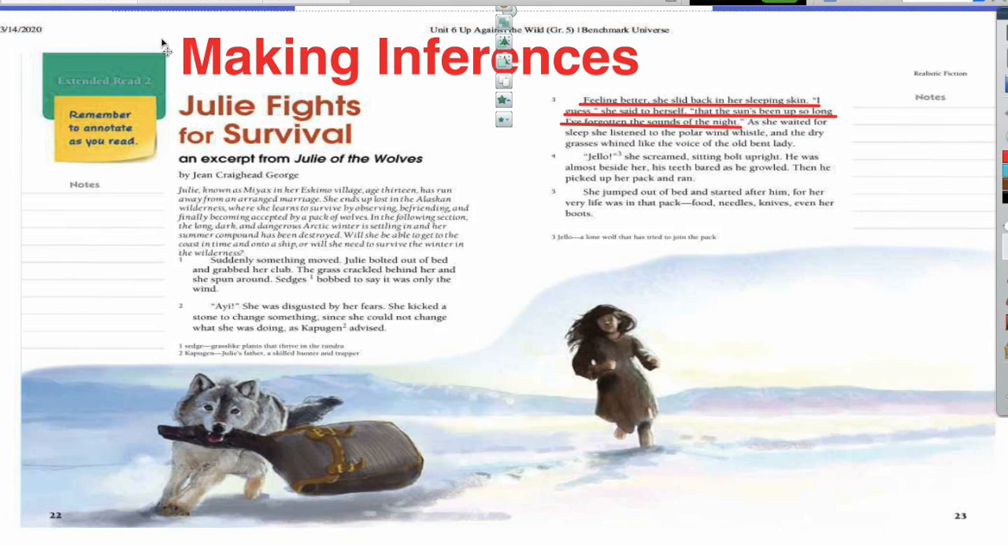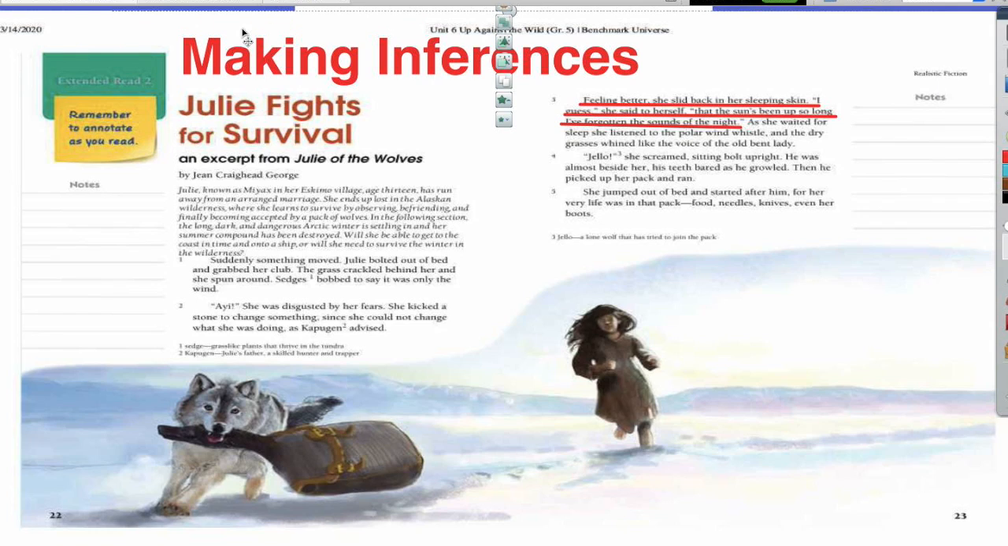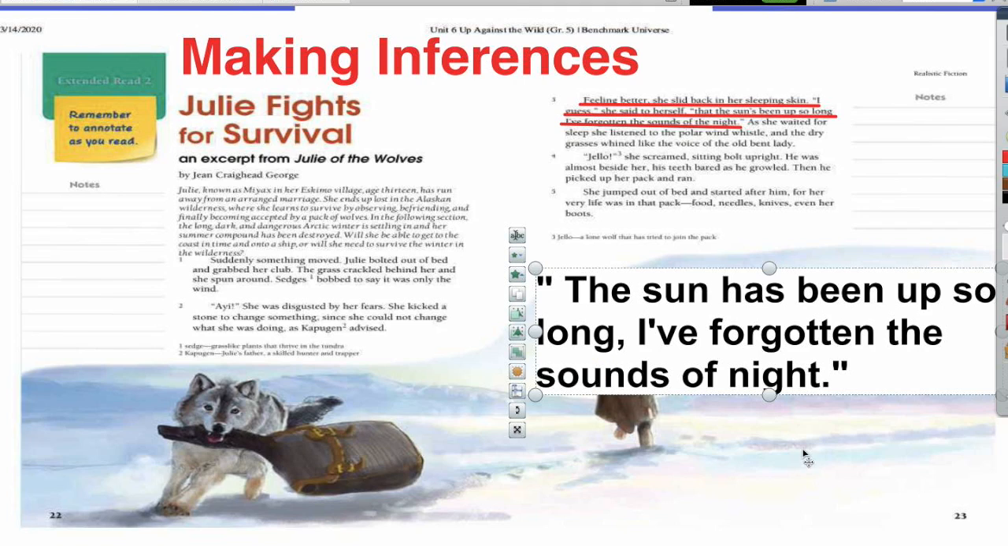The first one I made is right up here in paragraph 3. I looked at paragraph 3 and I made some inferences looking at what it says there. Feeling better, she slid back in her sleeping skin. I guess, she said to herself, that the sun's been up so long I've forgotten the sounds of night. So that the sun has been up so long I've forgotten the sounds of night.